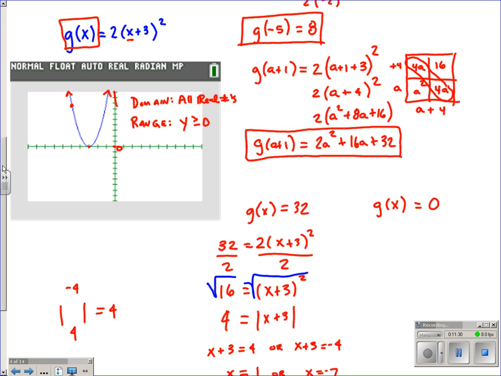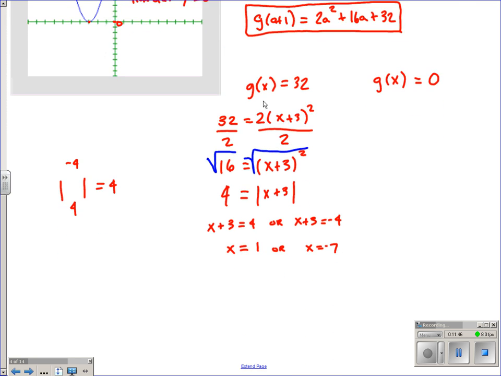So that means if I were to follow my graph all the way over to where x is 1, and then go up to where my actual graph intersects x equals 1, it should be at the value 32. When I put in 1, I get 32 out. When I put in negative 7, I should get 32 out.